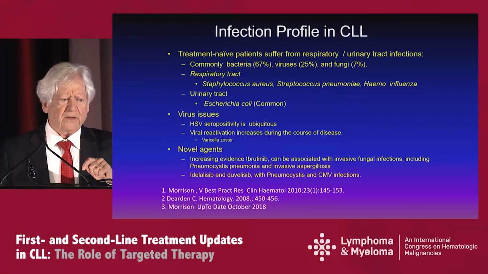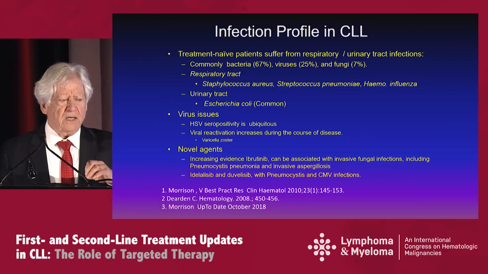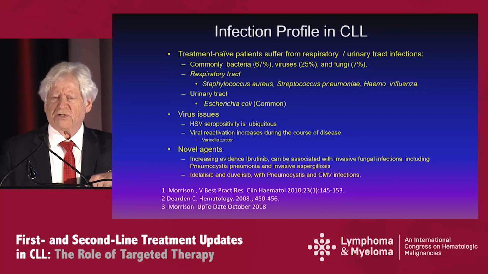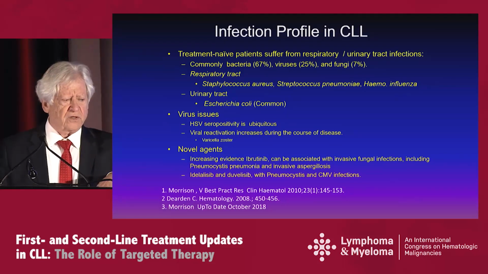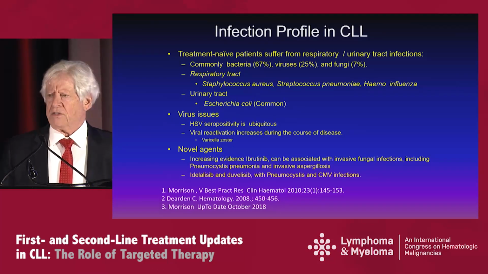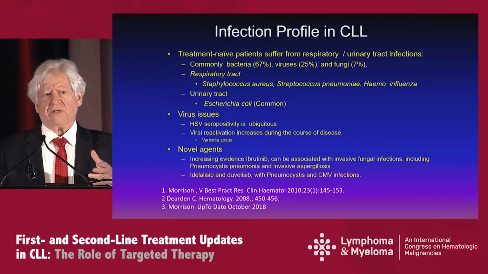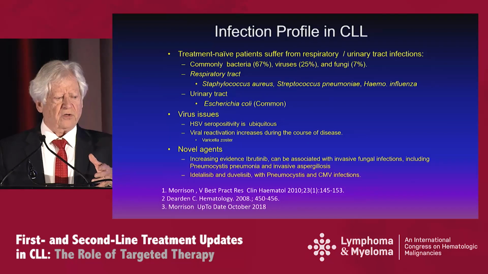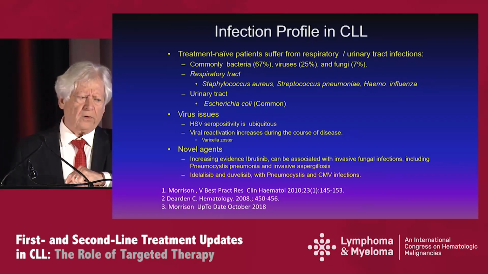Now, I'd like to highlight the infection profile in CLL because this is a more common problem going forward with most patients. Even treatment-naive patients will suffer from more typically respiratory and urinary tract infections. It is true they're most commonly bacteria, but they can be viruses and they can be fungi. The more common organisms that are found in respiratory tract and urinary tract are listed there for you. There can be viral issues.